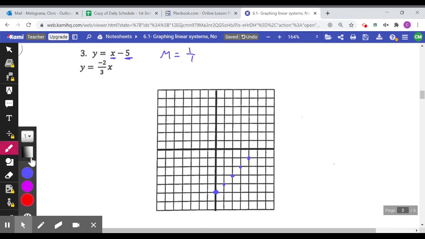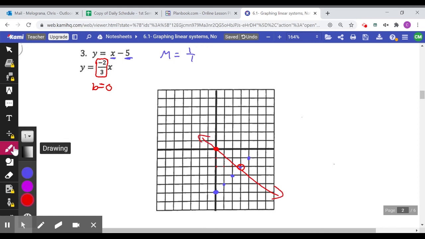Now the other line I'll put in red. Now there is no y-intercept, or it's not written, so the b value is 0. So this is going to begin at the origin right here. The slope is negative 2/3. So rise over run, I can go down 2 to the right 3. So if I go down 1, 2 to the right 1, 2, 3, I get it right away. There it is. And I don't have to plot any other points.